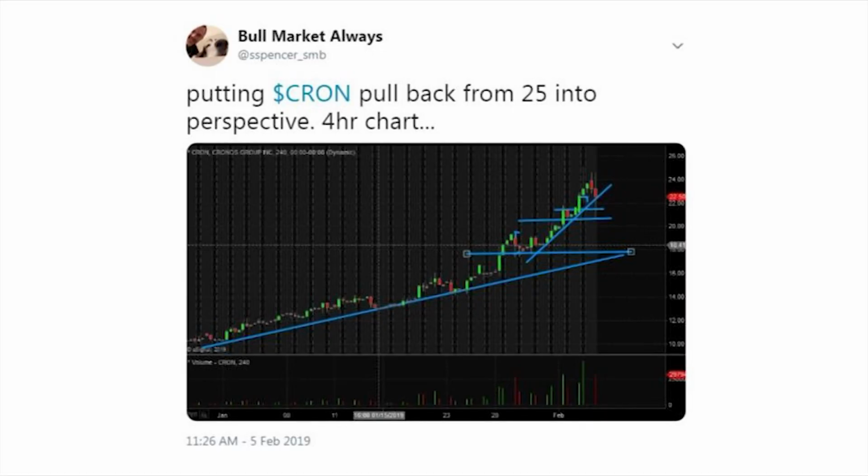I tweeted out, by the way, the next morning after it had come off into the 22s, "let's put this in perspective," meaning it had come off about $2.50 from the high, but it still had not broken the steeper uptrend, and the more shallow uptrend had a ways to go. And this was just a reminder to stick with this, we could see at least a few more dollars of downside. So zooming back in.